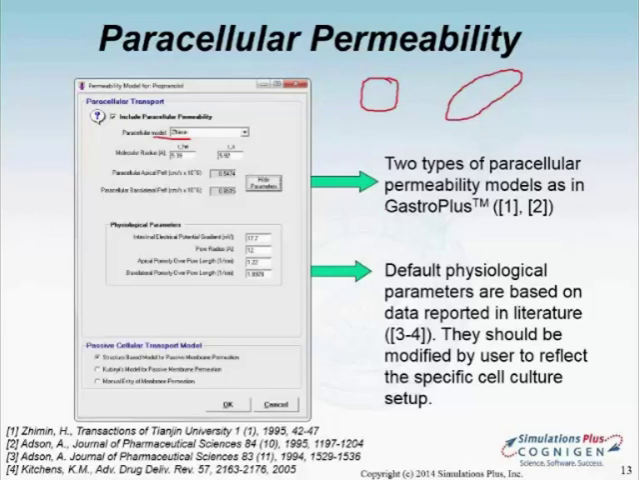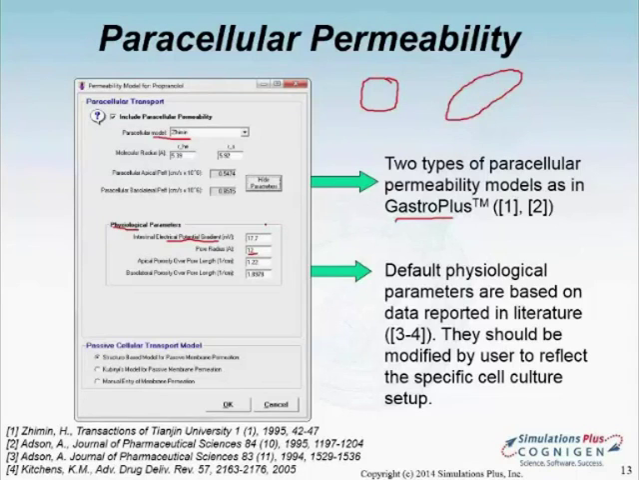So we really try to keep these models consistent between our various products. So the same types of paracellular models as you are used to from GastroPlus, you have available in MembranePlus as well. This would also make the results more easily translatable from one software to another. When it comes to physiological or system parameters to account for paracellular permeability, these again include the pore radius and porosity and the length of the pores and also potential electrical potential gradient, important especially for permeability of charged molecules.